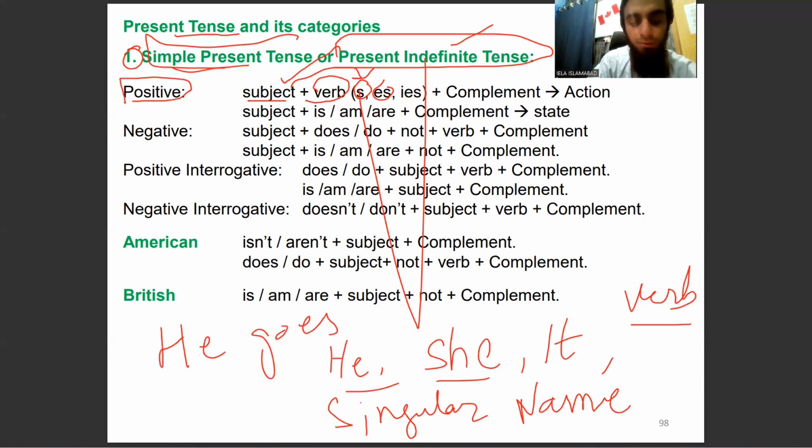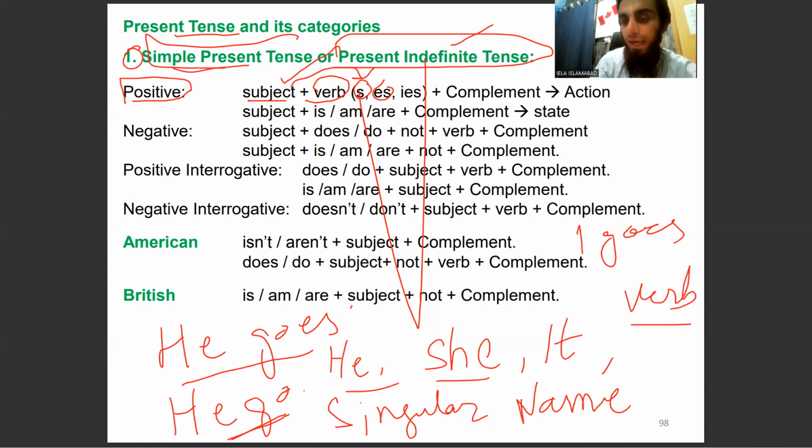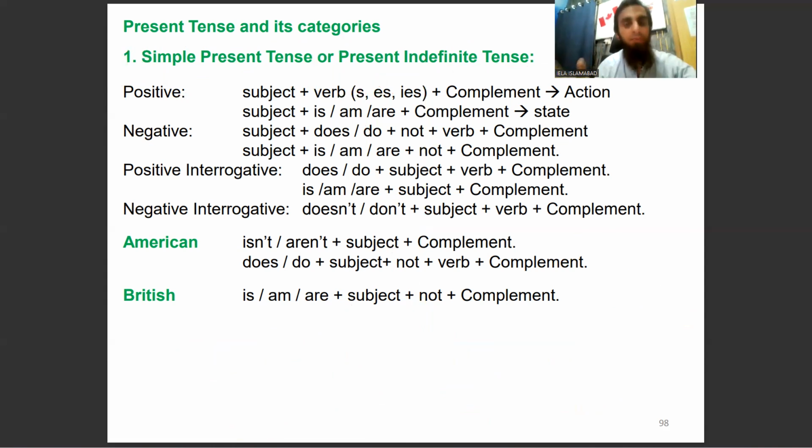Is it right or wrong? Which one is right? He goes or he go? He goes. Good, good. And this, I goes and I go. Which one is right? I go. Great, right? So this is the difference. With some pronouns, we use the verb with S or ES, and then complement.